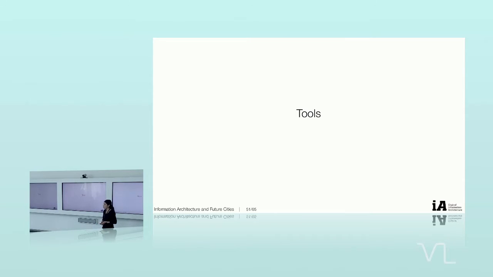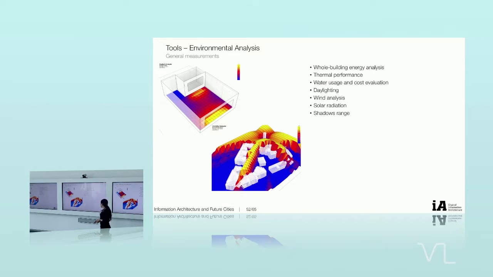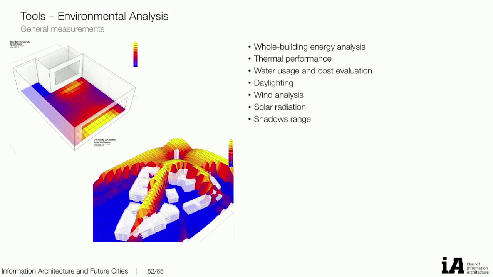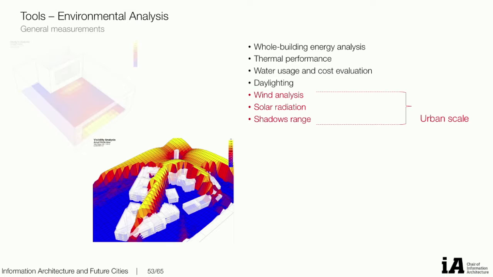So now I'm going to show you some tools that we have until now that can help us to measure and to simulate these different climates. In terms of software, we have general measures for all of these parameters. The first I'm going to show is what we have for indoors: energy analysis, thermal performance, water usage, daylight, wind, solar radiation, and shadow range.